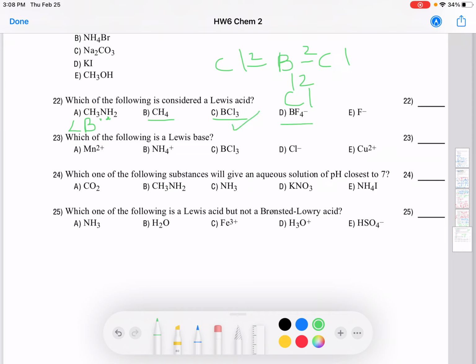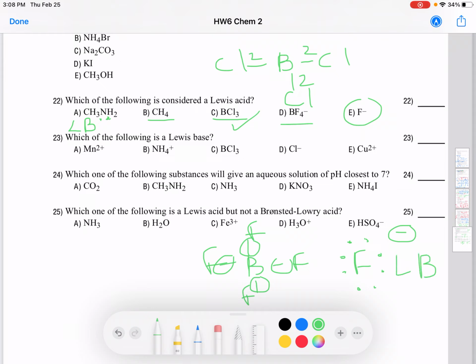Now BF4, meaning boron with 4 fluorides. Now boron has 2, 4, 6, 8 electrons, so it cannot act as a Lewis acid because its octet is now complete. And fluoride, if you draw the Lewis structure for fluoride, it is like this. It has 4 lone pairs, or 8 electrons. So what do you think fluoride is, a Lewis acid or a Lewis base? It's a Lewis base. It can donate any of these lone pairs to make a bond. Okay, so the Lewis acid is BCl3.